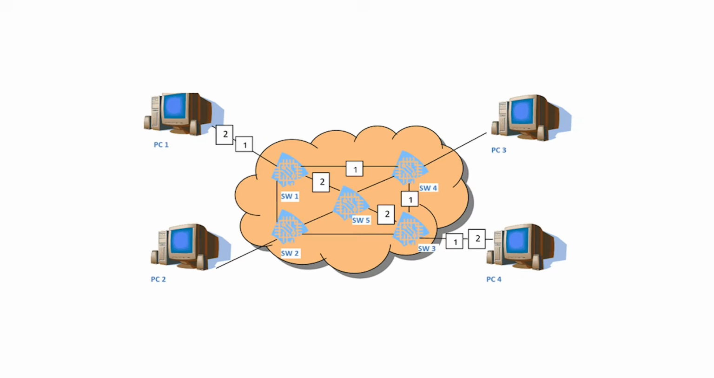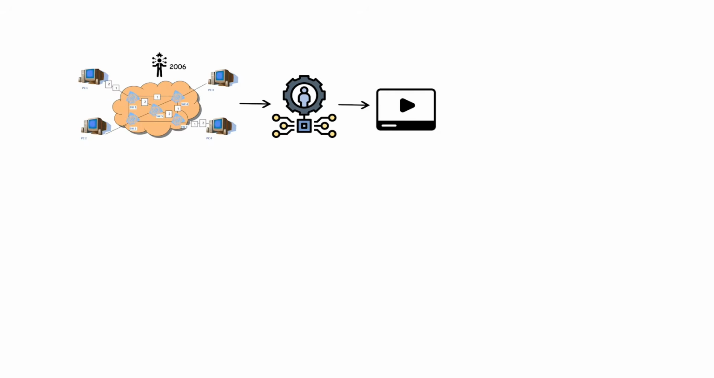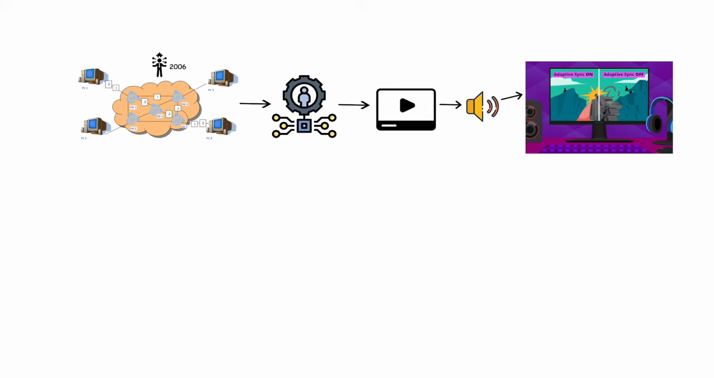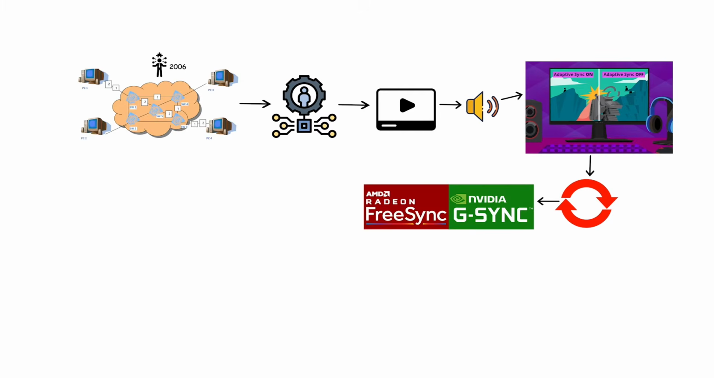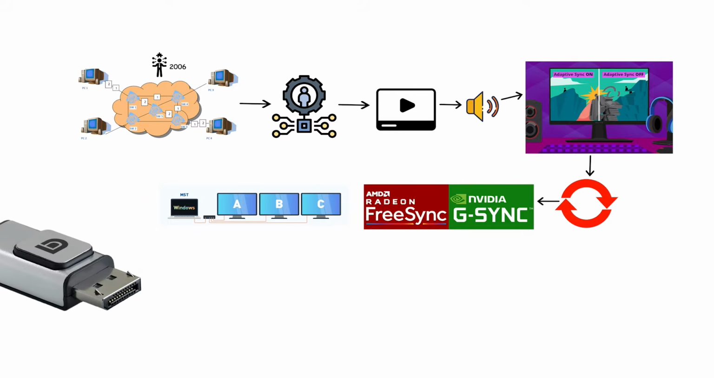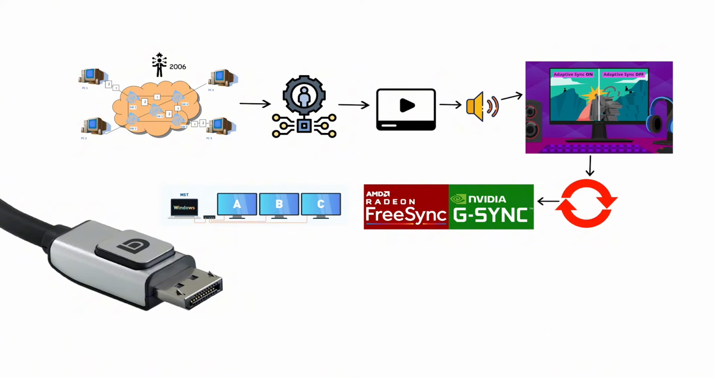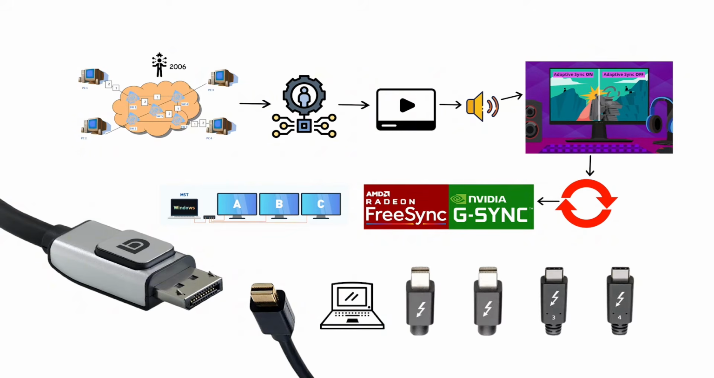DisplayPort, packet-based PC display link introduced in 2006. It carries digital video plus audio, supports adaptive sync for variable refresh, FreeSync and G-Sync compatible, and MST, multi-stream transport, for daisy chaining multiple monitors from one port. A full-size DP plug normally has a latch. Mini DisplayPort is the small variant used on older laptops and early Thunderbolt.